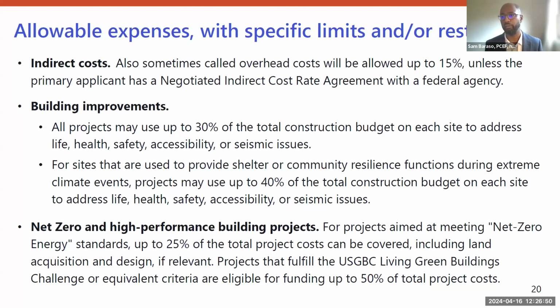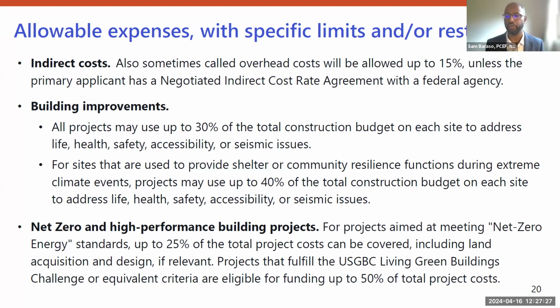Building improvements in that sector, up to 30% of a total construction project could be used on each project to address life, health, safety, and accessibility or seismic issues. So this is separate from the energy efficiency investments. Up to 30% of the construction budget can be used for life, health, safety, and accessibility or seismic issues. For sites that are committing to providing shelter or community resilience functions during extreme weather, that threshold goes up to 40% of the total construction budget can be used in those manners.